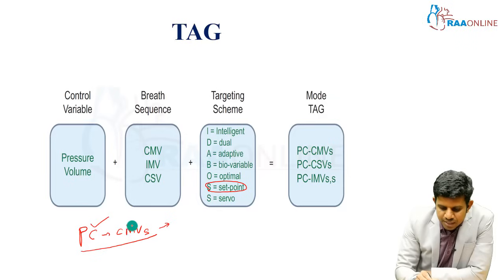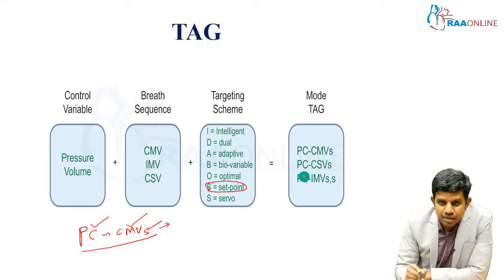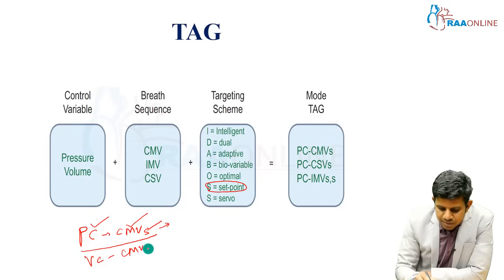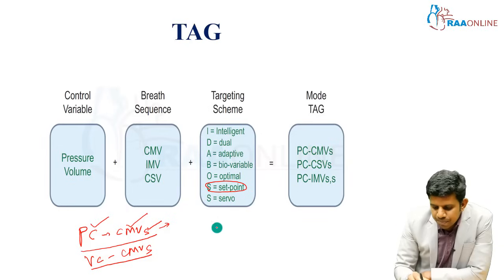It is a continuous mandatory ventilation. The set point, the targeted scheme, is a set point. In volume control, my volume is the control variable. So VC is continuous mandatory ventilation, and the set point is the targeted scheme. So we label it as VC-CMV.